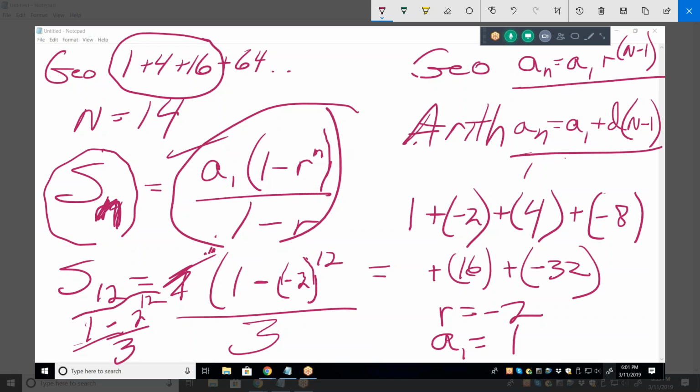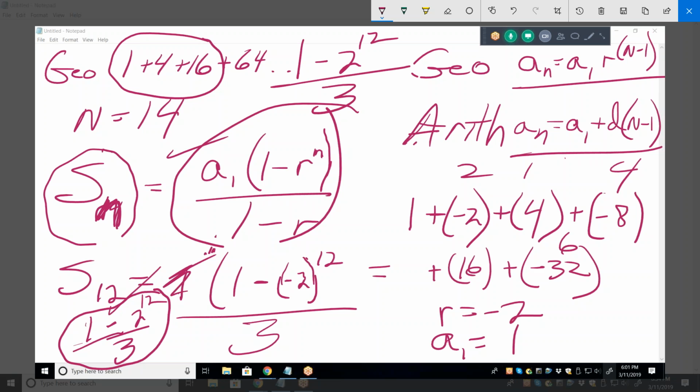Notice that is going to be a negative number. Well, that's okay because the second term is negative, the fourth term is negative, the sixth term is negative. We can tell that all even-numbered terms are negative, so we should get a negative number. Whatever that is, you can do it in your calculator if you want: 1 minus 2 to the 12th, and then take that answer, divide it by 3. It's going to be one of those giant numbers again.